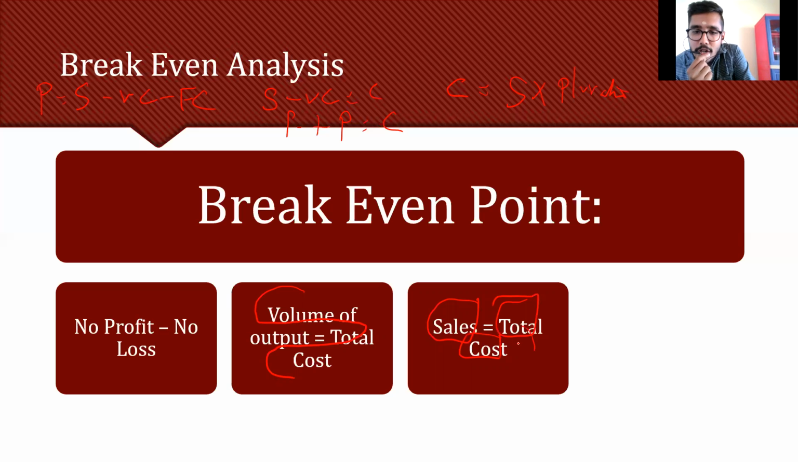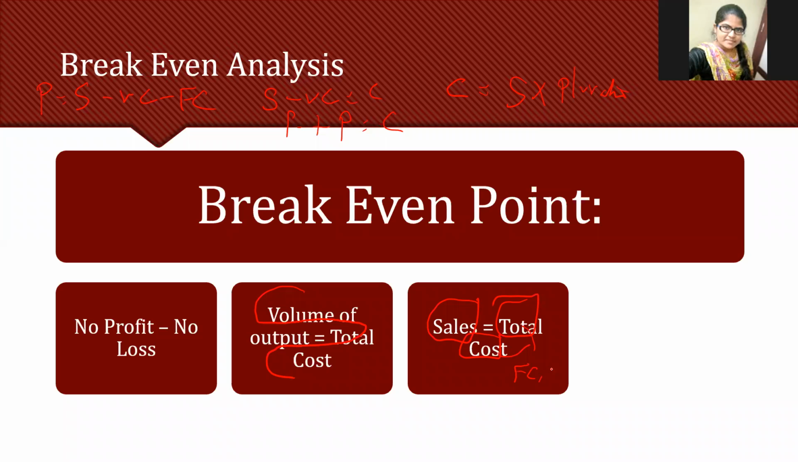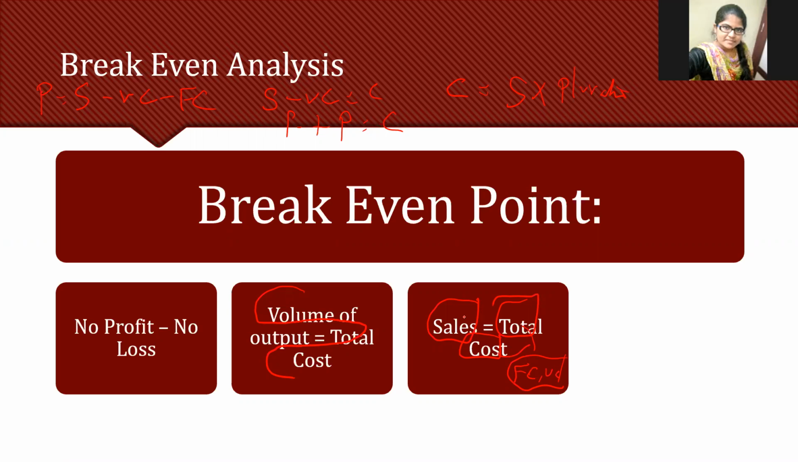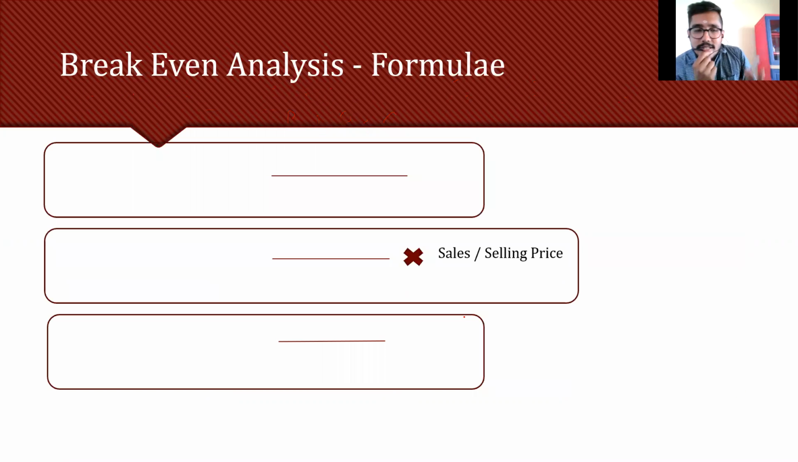What is that total cost? What are the two costs? Variable and fixed. When fixed cost and variable cost is equal to sales, that point is known as break-even point. Now let us see how we are actually using the formula to find out break-even point.